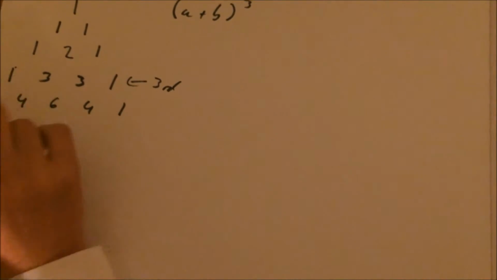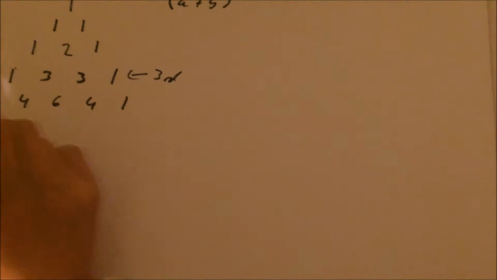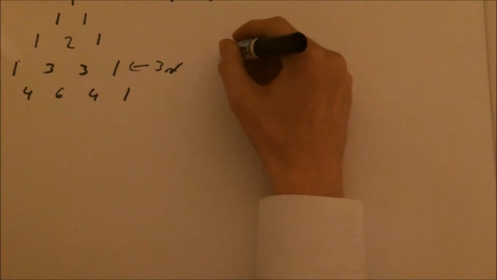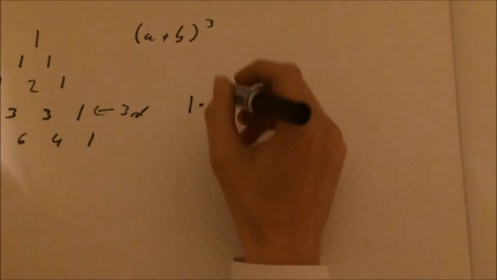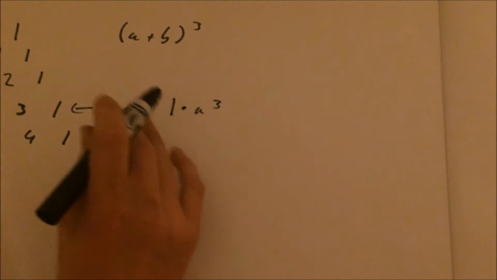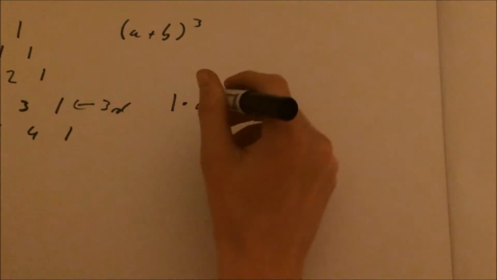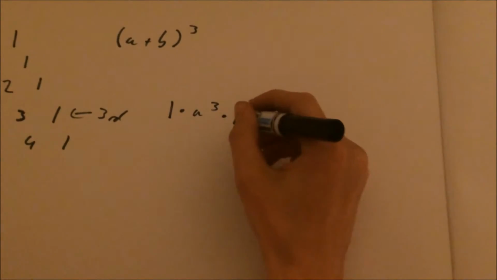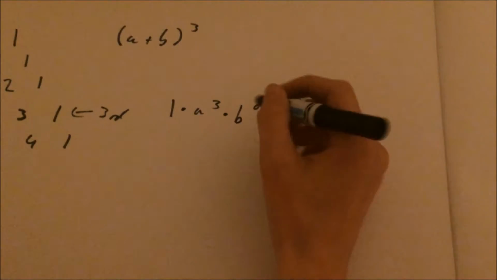and this is going to tell us the number of terms that we have and also the powers that each term has. So let's start with 1. We have 1 times a to the 3. We bring the first number and we raise it to the power that we're raising the whole thing to. And then we put in the second number and raise it to 0.